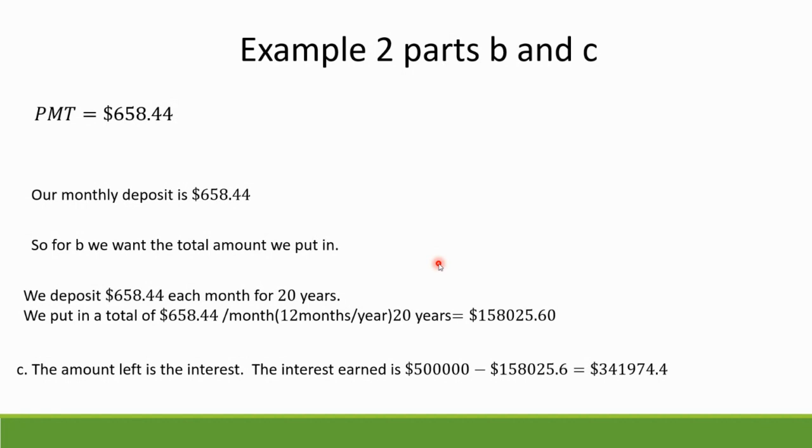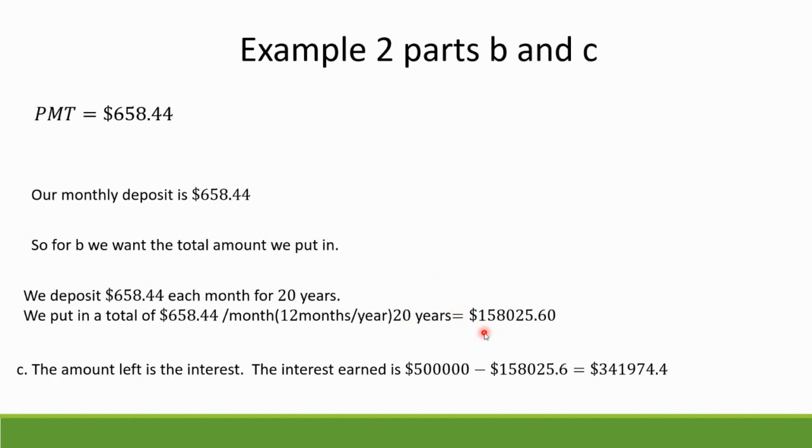I know it's tempting to skip multiplying by 12. You might accidentally forget it, but don't, because this is per month and this is 20 years. So multiplying by 12 gets you into the right units. So we're putting in a total amount of $158,025. That's how much we're putting in altogether.